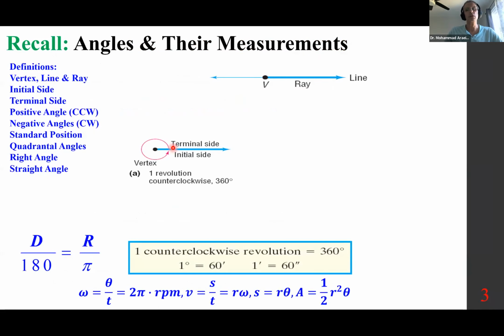So again, we looked at a ray, a line. When initial side and terminal side come together, it's a complete revolution. In counterclockwise is 360 degrees. The ratio of d to 180 is r to pi. Omega is theta over t, 2 pi times rpm, v is s over t, or r omega, s is r theta, a is 1/2 r squared theta.